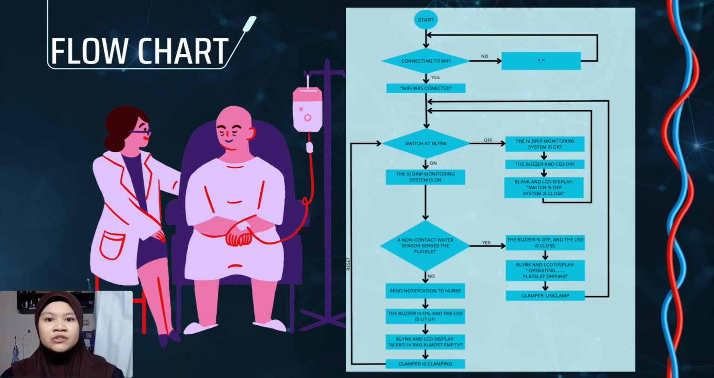When the IV drip monitoring system is off, the buzzer and LEDs are switched off. In the BLINK and LCD, it will display switch is off, system is closed, and the system will begin again if the nurse switches on the program. What will happen is that the IV drip monitoring system will be on.